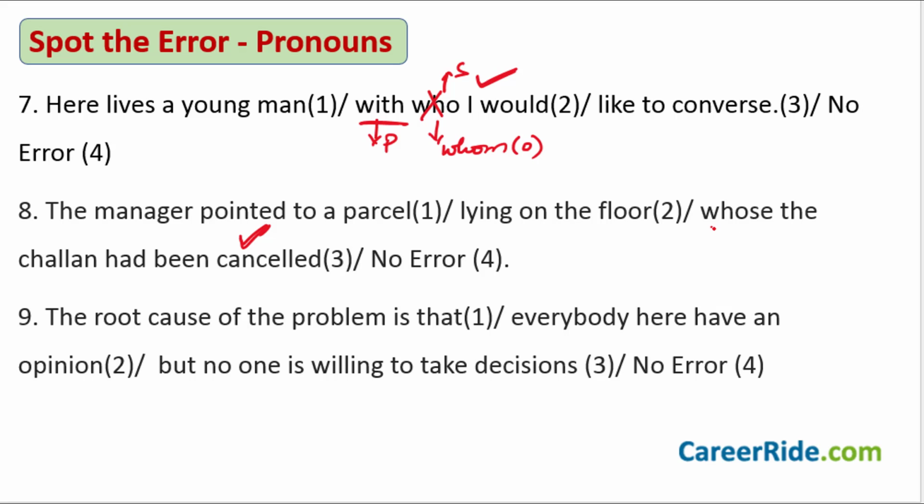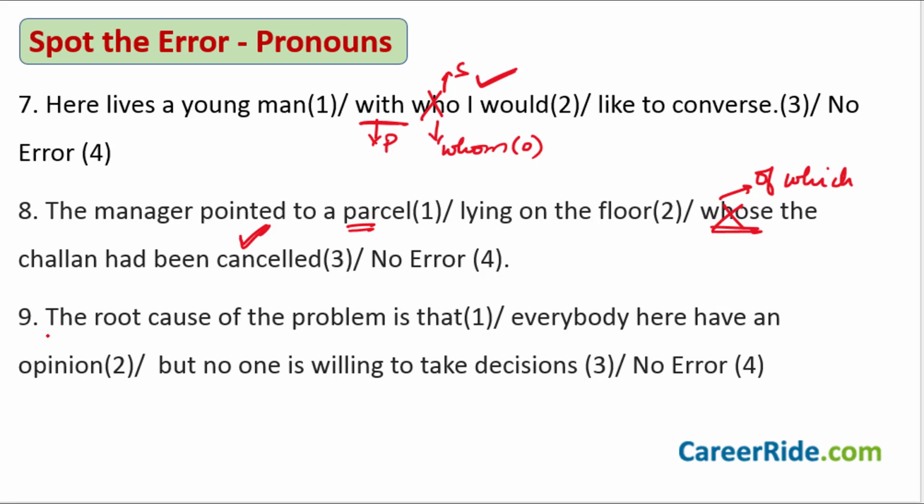Why? Because this word whose, this is a mistake here. We are talking about a non-living thing. That is a parcel. The parcel is lying on the floor and its challan has been cancelled, right? So this should be what? It should not be whose. It should be of which. Of which the challan had been cancelled.